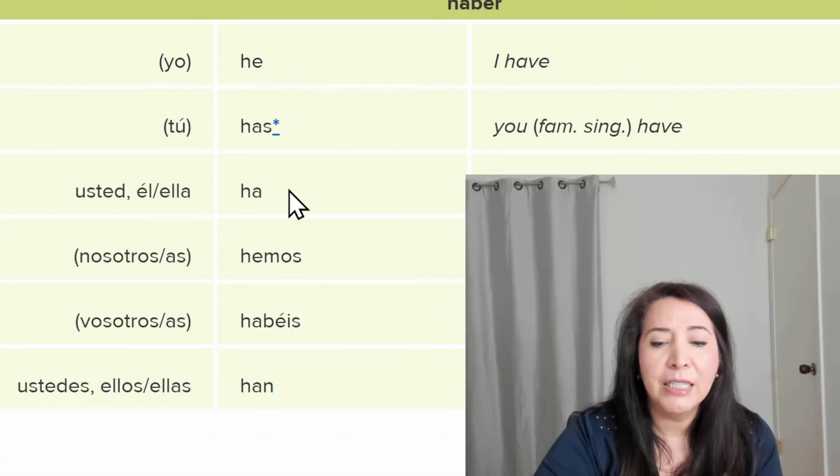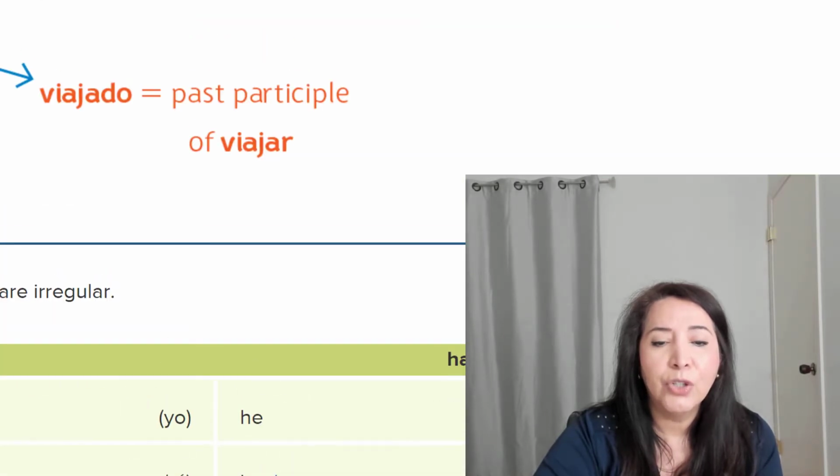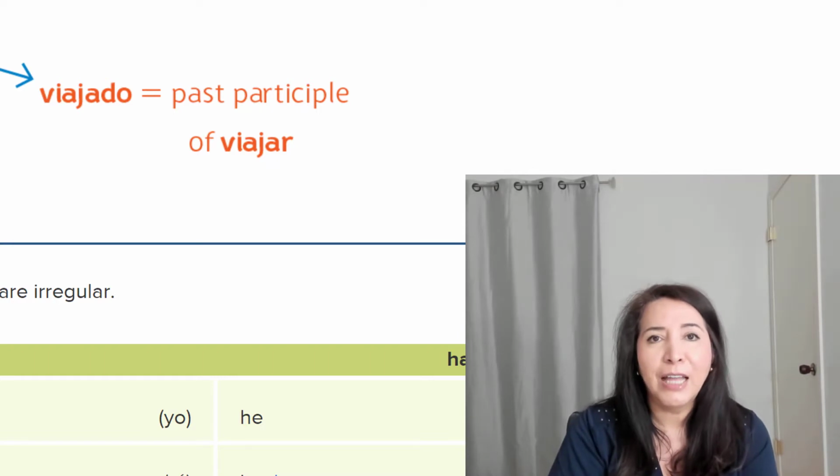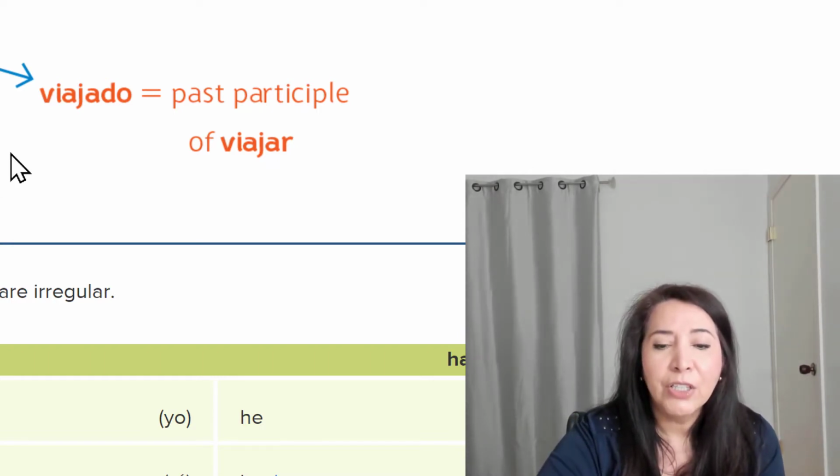Haber, you need to know that conjugation in the present tense. Yo he, tú has, usted, ella, ha, nosotros hemos, ustedes, ellos, ellas, han. Okay? So, if you know how to conjugate haber in the present tense, hey, you got that half of the question already done.